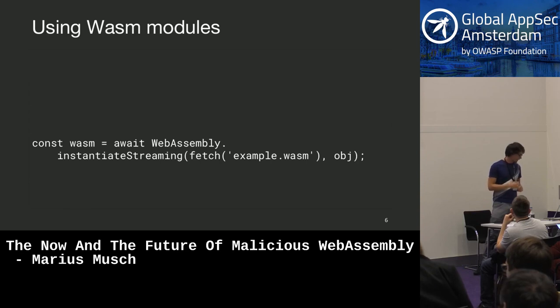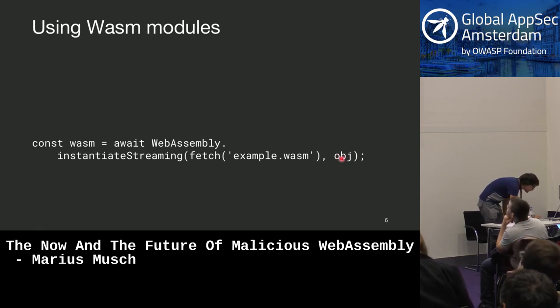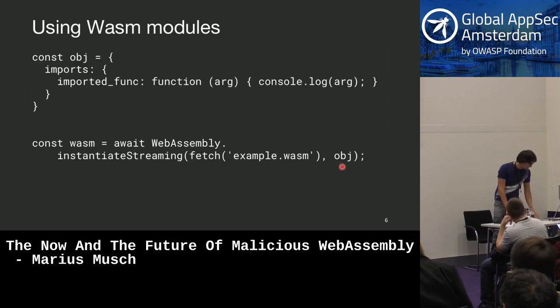And then you can also see I have this object at the end. Let me try, I have my laser pointer here. Yeah, we have a laser pointer. Okay, so you might wonder what this object is about? Well, these are the functions that I want to import into the WebAssembly.